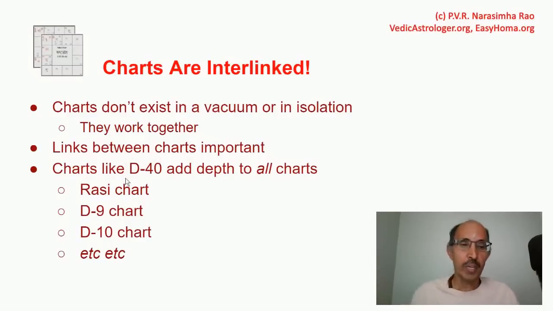So you can basically combine this, correlate this with the Rashi chart, D9 chart, D10 chart, etc., and you can add depth to that chart. Two people with the same D10, two twins having the same D10 chart, may have different levels of success in career based on the D40 chart. Lagna may have changed in the D40 chart.